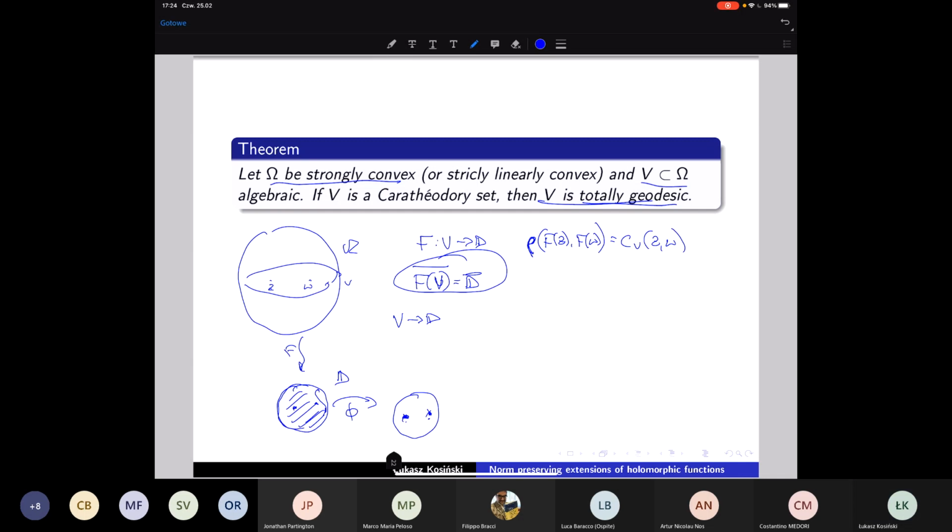Okay. On the other hand, we know that omega is linearly convex. So linearly convex.